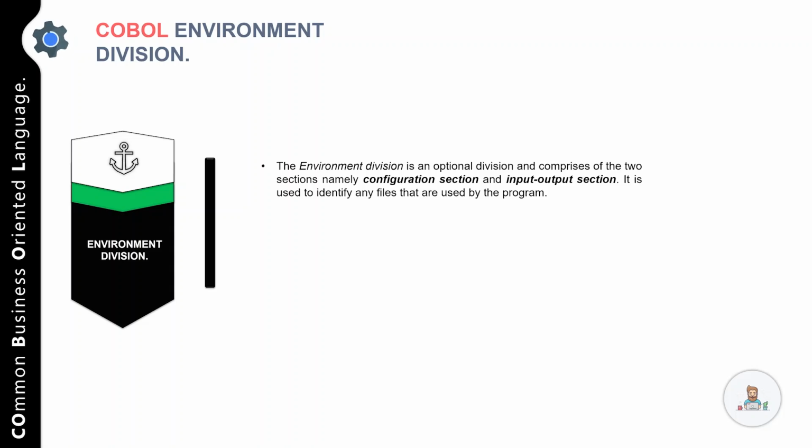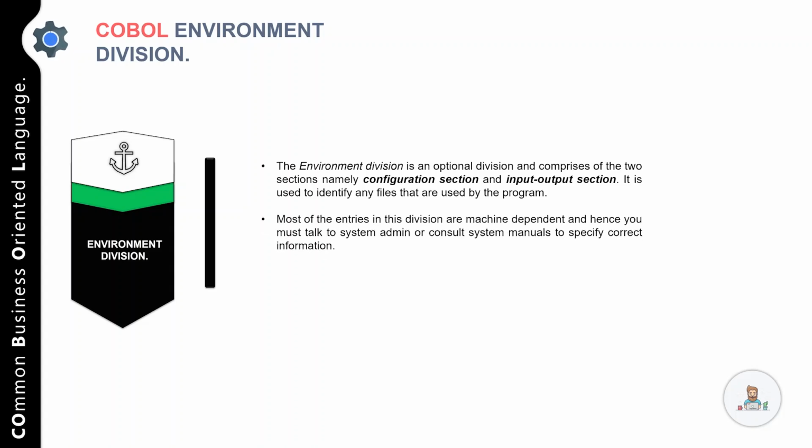The configuration section is an optional section for programs and it is used to describe the computer environment on which the program is compiled and executed. The input-output section is used to specify the names of the files which are used in the program.